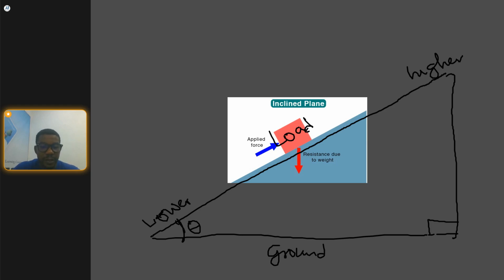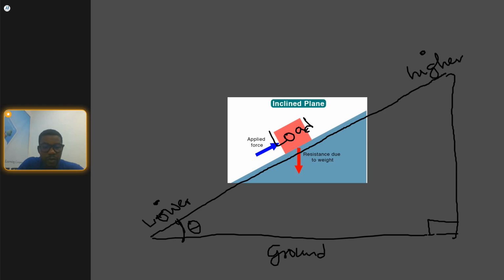So this is the concept behind an inclined plane. The usefulness is to lift loads from the lower to the higher level. That is the usefulness of the inclined plane.